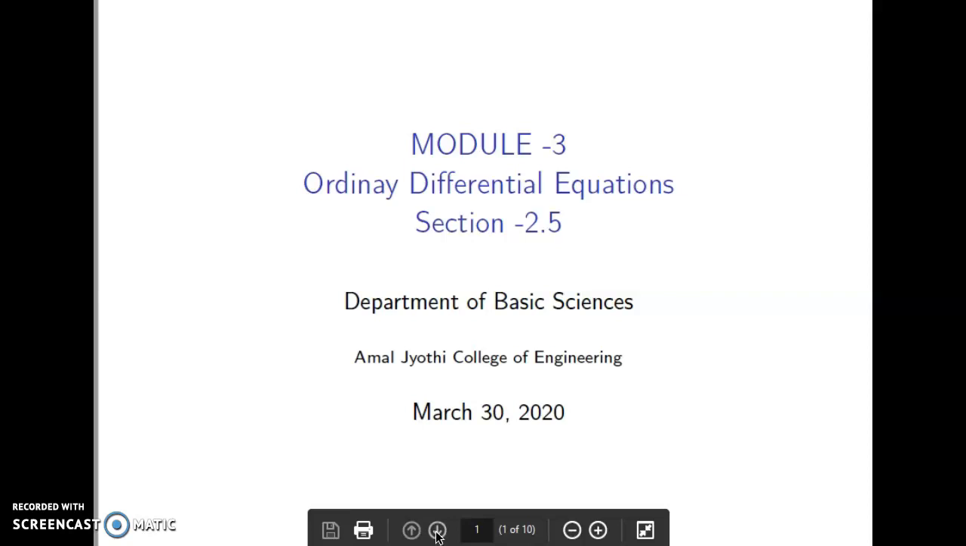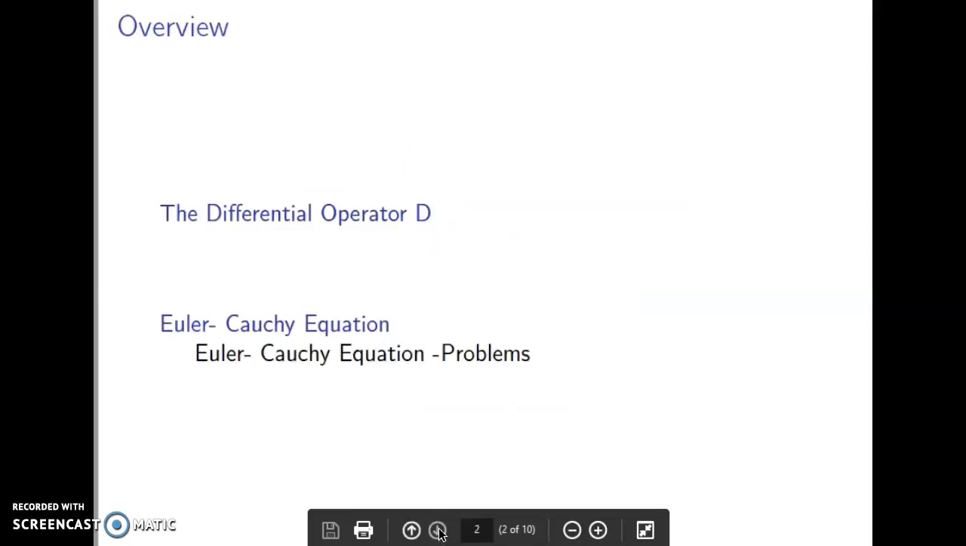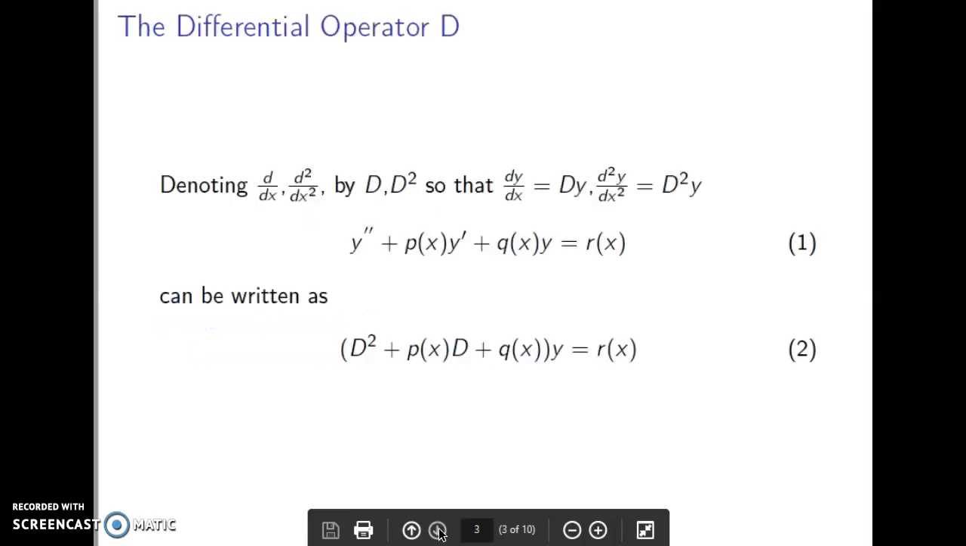Good morning all. Now we will have module 3 section 2.5, ordinary differential equations. This is the overview of our presentation. We have the differential operator D and Euler-Cauchy equations.